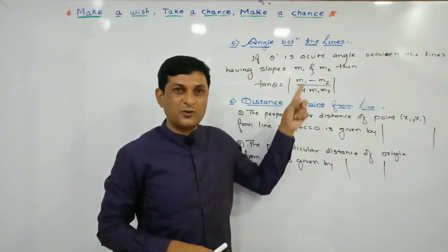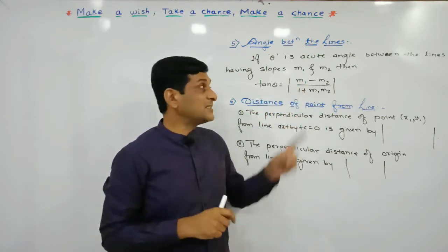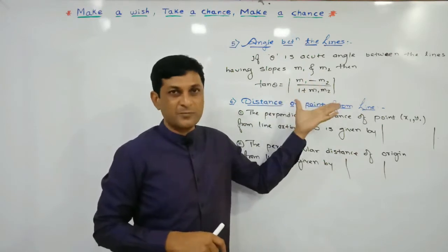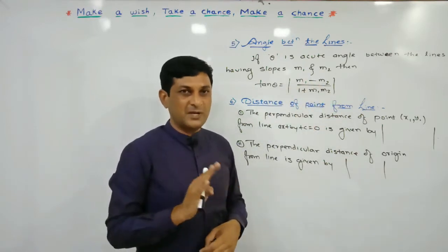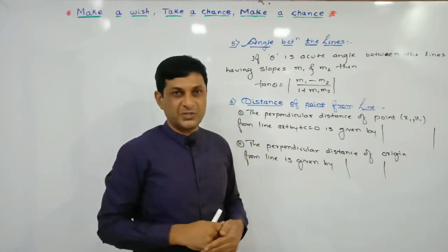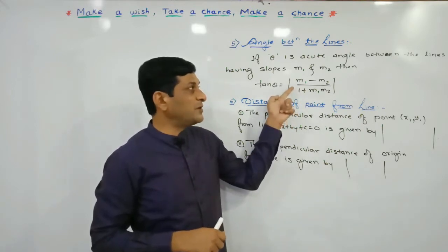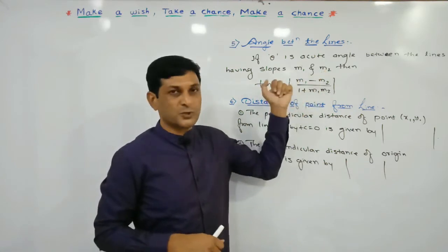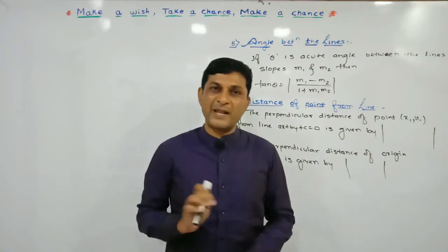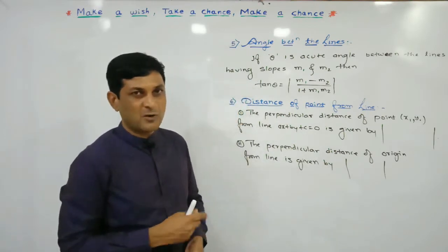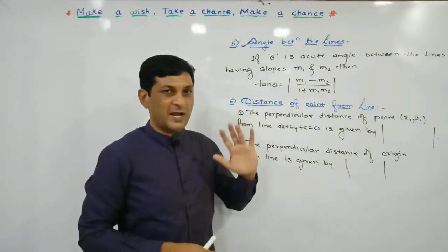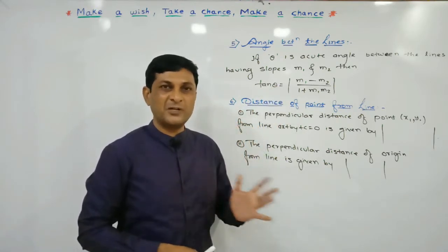According to this formula, tan theta is equal to mod of. We have taken mod since the angle is acute and the value of tan is positive. If we are taking mod, on this side we are getting a positive value, and for an acute angle tan theta is always positive. So to apply this formula, which values are required? m1 and m2, the slopes of the two lines. So m1 minus m2 upon 1 plus m1 m2. Applying this formula, we are able to find the value of tan theta. Once the value of tan theta is known, we are able to find the value of theta also, meaning the angle between the two lines.